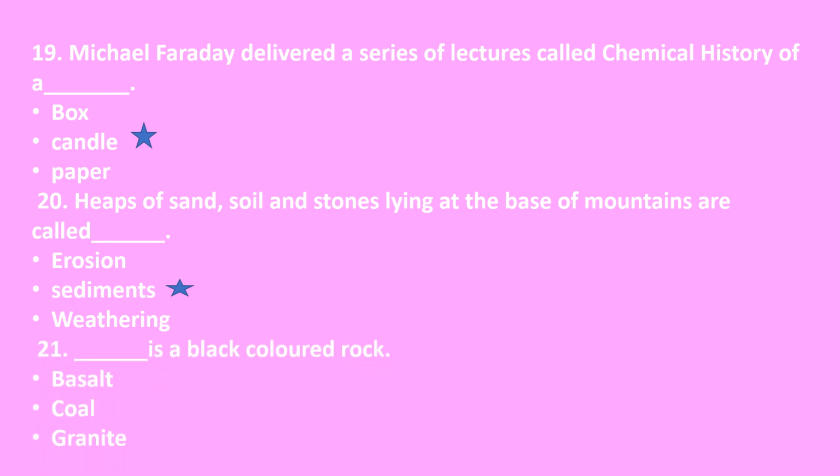Question number 21. Dash is a black colored rock. Basalt, coal or granite. So according to the lesson we have learned, basalt is a black colored rock.